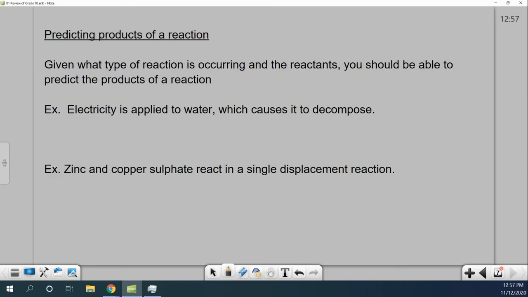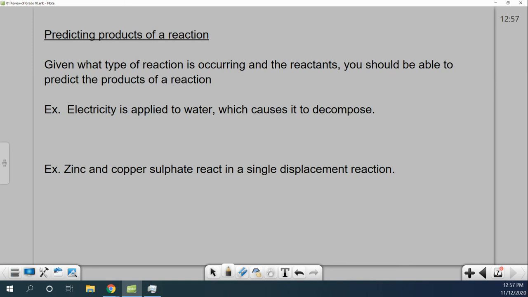Finally, something you should be able to do, now that you've refreshed those kinds of reactions, is predict the products of a reaction. So if I give you the type of reaction you've got and what the reactants are, you should be able to tell me what you're going to end up with.